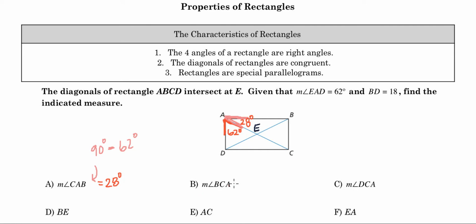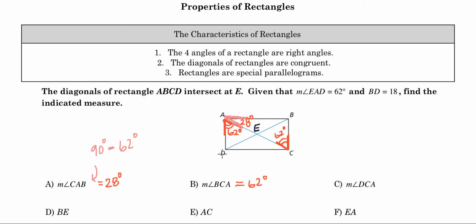Moving on, question B. Angle BCA. So I need this angle right here. Now here's the good news. Because it's a parallelogram, we do know that these angles are congruent to each other using the alternate interior angle theorem. So I know that this angle here is 62 degrees. So I now know that BCA comes out to 62 degrees. Notice, just opposite alternate interior angles.